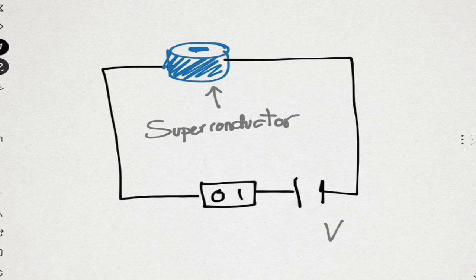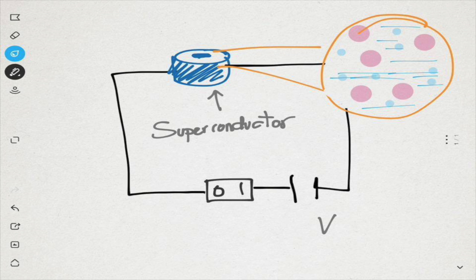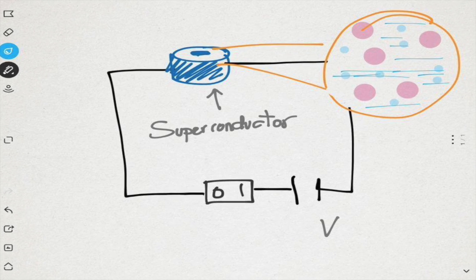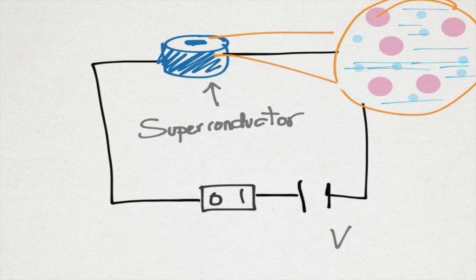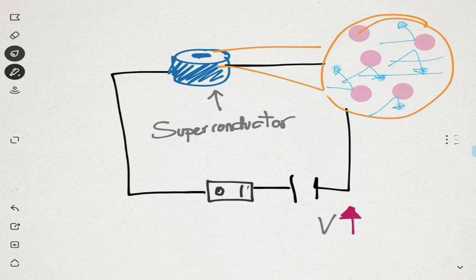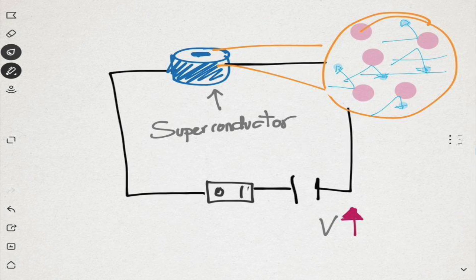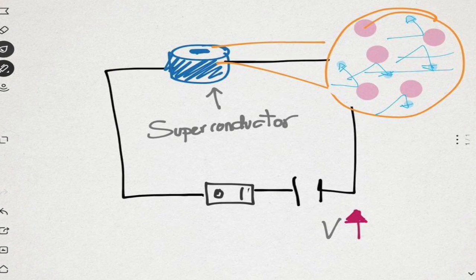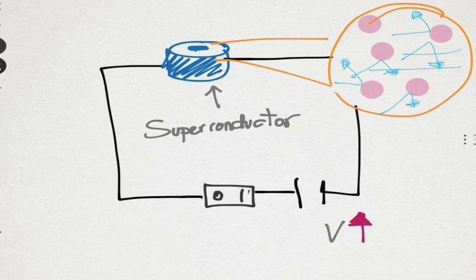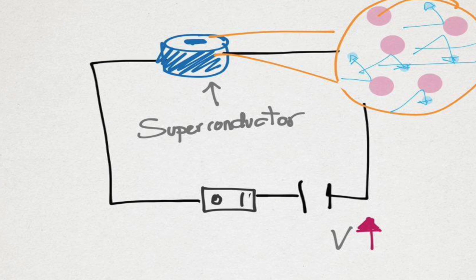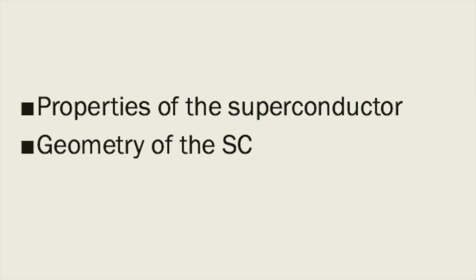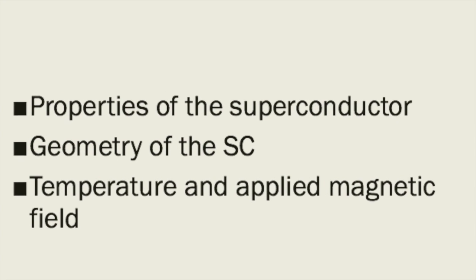Suppose we have a superconductor and we pass an electric current through it. It behaves normally, but if we increase the current, we can see that above some specific current density, the superconductor loses its superconductivity and starts behaving like a normal material. The current density above which the superconductor loses its superconductivity is called the critical current density, and it depends upon, first, the properties of the superconductor, the geometry of the superconductor, and the temperature and applied magnetic field.